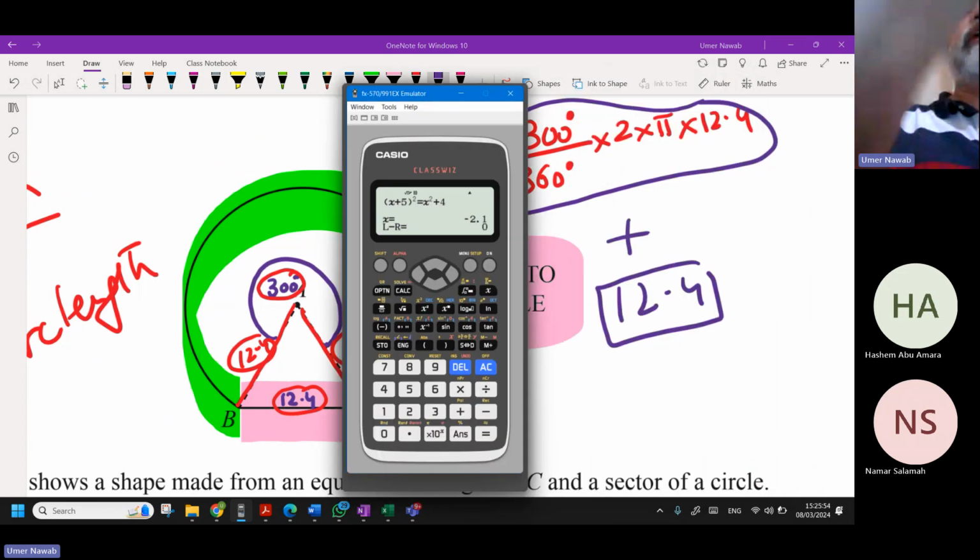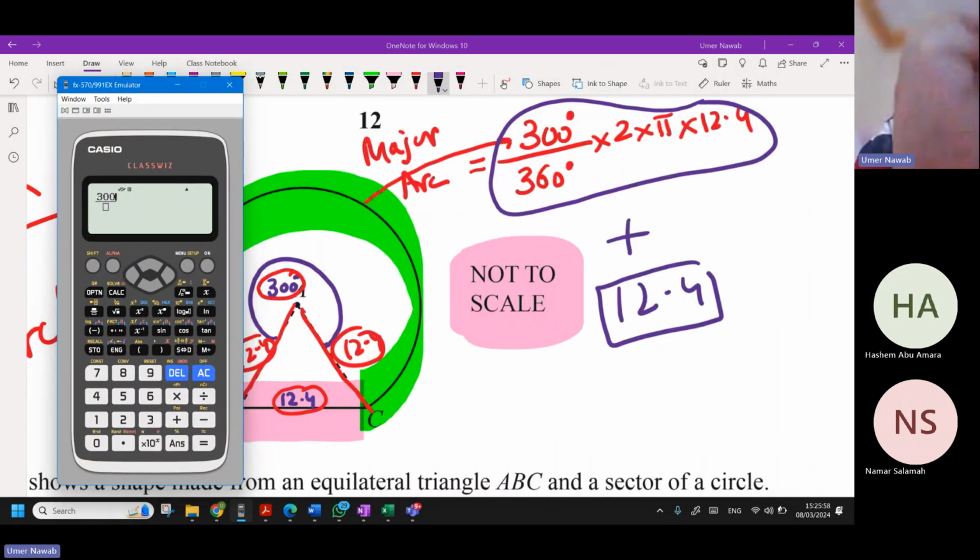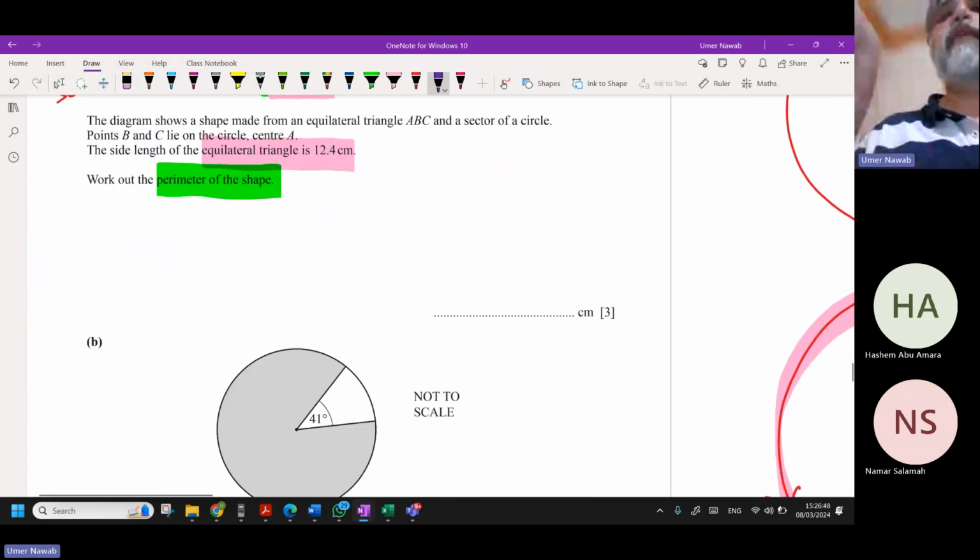So open the calculator and write here 300 over 360 times 2 times pi times 12.4, and this gives you, oh, let me copy everything. 300 over 360 times 2 times pi. Guys, pi, always try to write exact form. Otherwise, in IGCSE, if you don't want to write pi, then copy it as 3.142, 4 significant figures, so that your final accuracy won't be changed. But I'm going to copy here just pi. That's better. Pi, radius is 12.4, plus the side BC, which is also 12.4. So I got my answer, 77.3. Final answer has to be 3 significant figures. So 77.3 is my final answer.